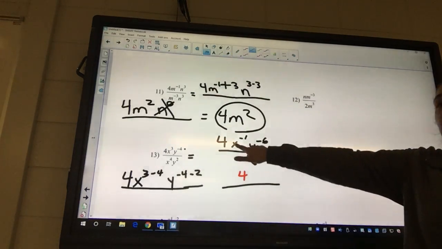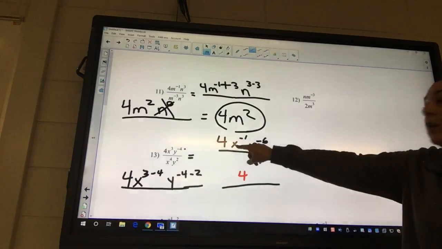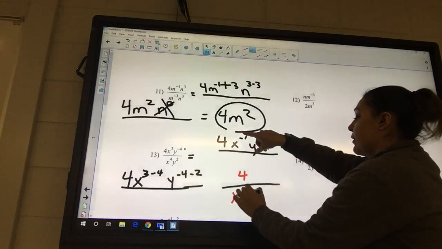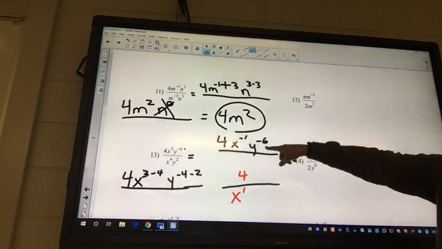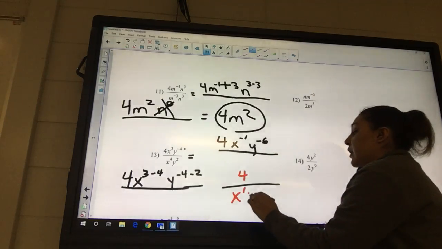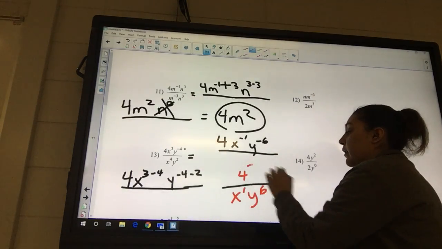X to the -1, where does it got to go? On the bottom, so it becomes x to the +1. Y to the -6 goes on the bottom, and it's going to become a +6.